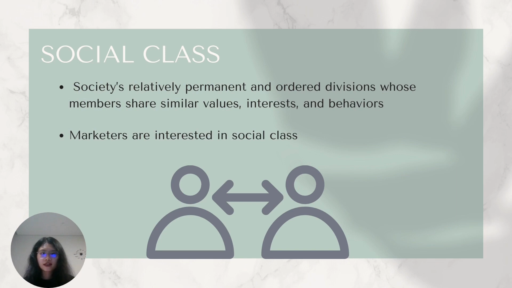It is society's relatively permanent and ordered divisions whose members share similar values, interests, and behaviors. Social class is not determined by a single factor, such as income, but is measured as a combination of occupation, income, education, wealth, and other variables. And marketers are interested in social class because people within a given social class tend to exhibit similar buying behavior.